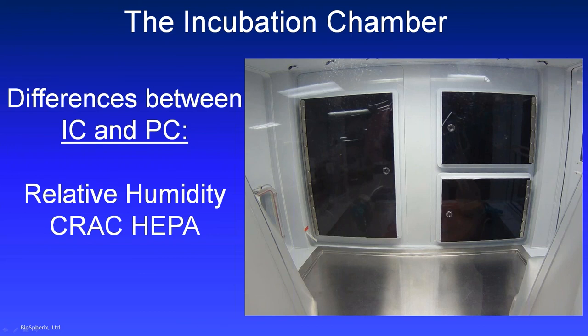Now, there are differences between the incubation chamber and the processing chamber as far as atmosphere goes. And those differences are in the relative humidity and in the crack HEPA filtration. The relative humidity is generally kept higher in the incubators, although you can set it to be the same as the PC if you want. And you only have this crack HEPA filtration in the processing chamber, not in the incubators. Which makes sense, because that's where most of your particle risk to your cells and tissues is. It's in the processing chamber, not in the incubation chamber where the cells are closed.